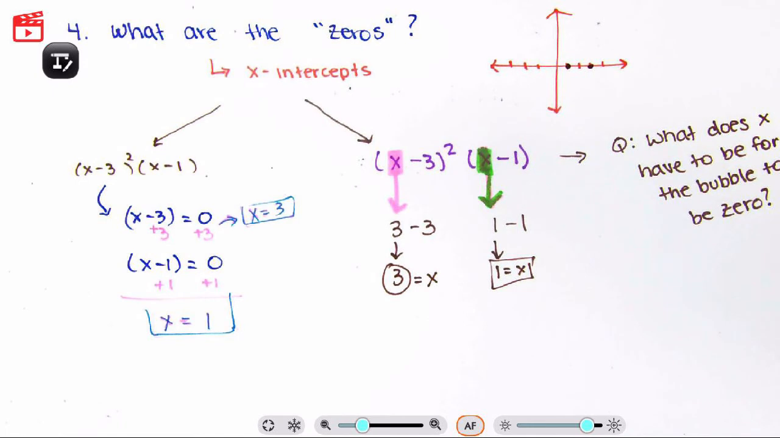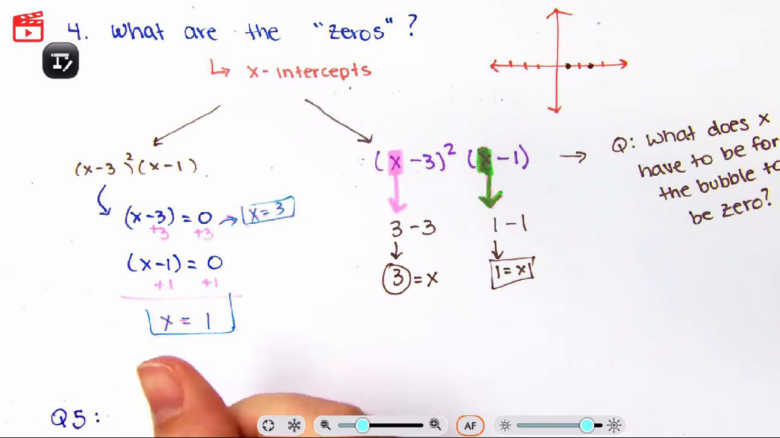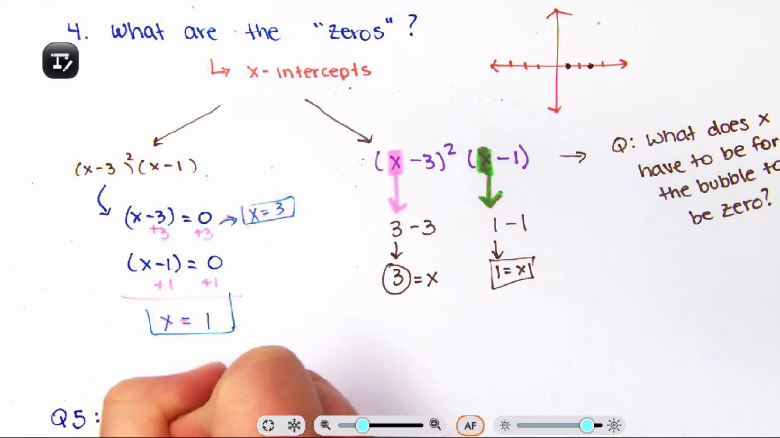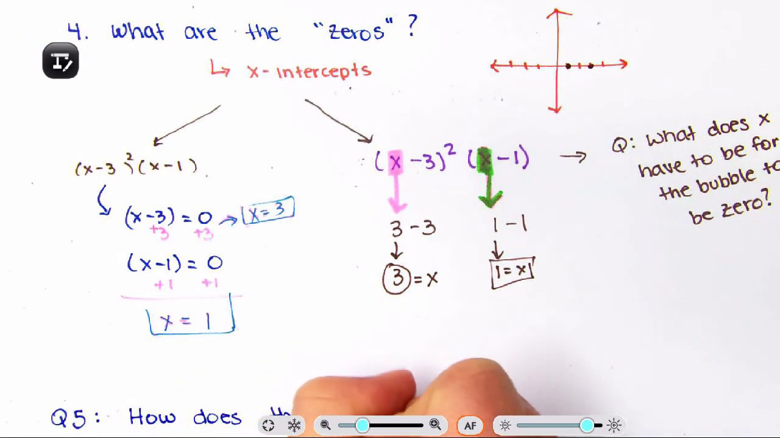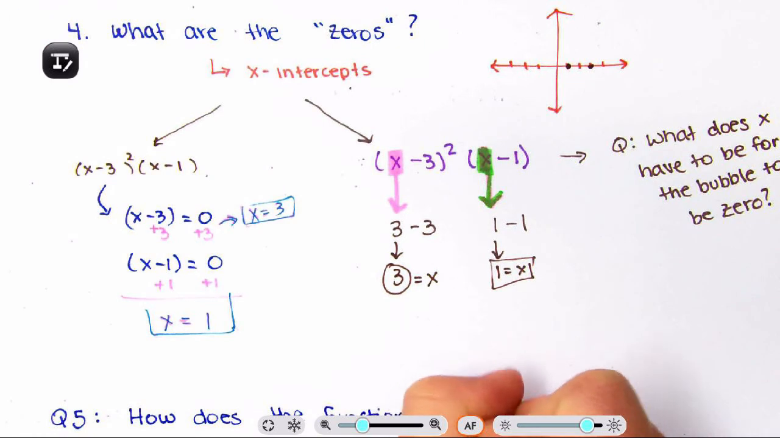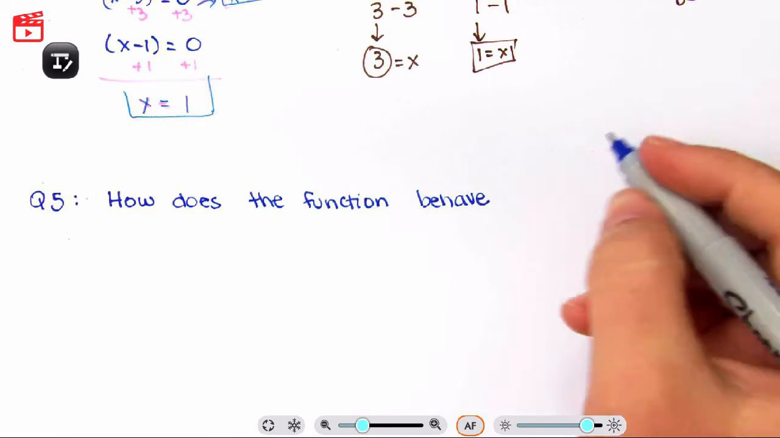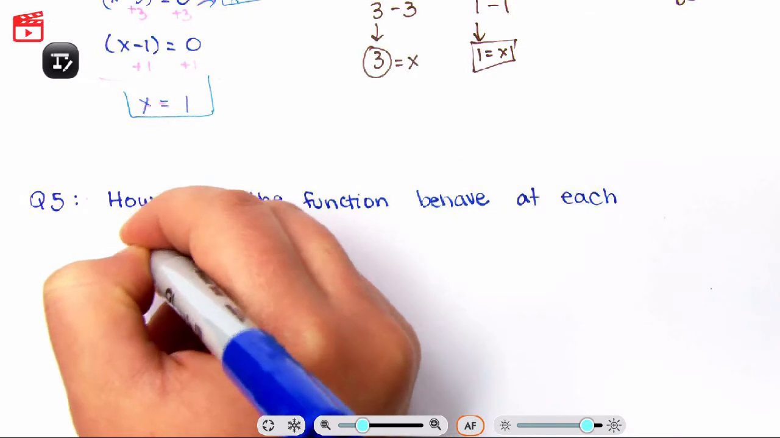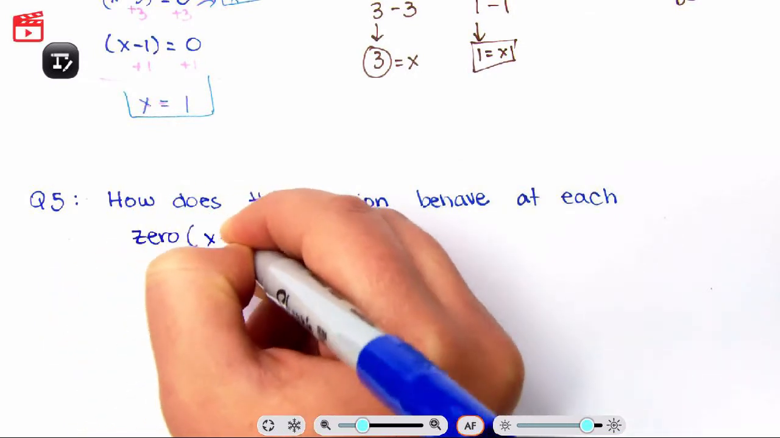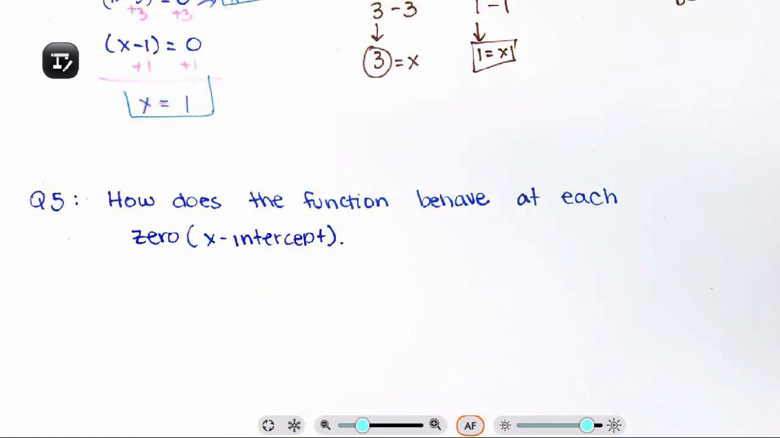Step number 5, or question number 5, is how do they cross? How does the function behave? Well, now I can spell behave. It still looks weird though. Behave at each 0. And again, a 0 is an x-intercept. So how does it behave at each 0?